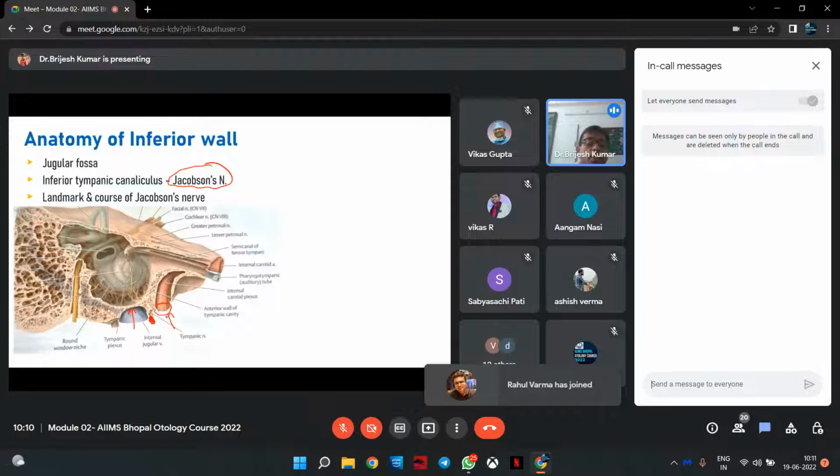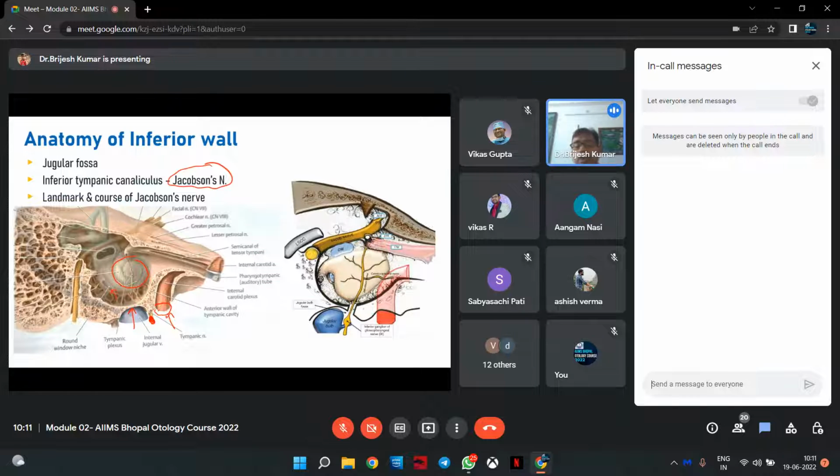And it is around 2 millimeters in front of the niche of the round window, and over the promontory it forms the tympanic plexus. This nerve carries the preganglionic parasympathetic fibers for the parotid gland, and it has a sensory supply for the middle ear cavity.